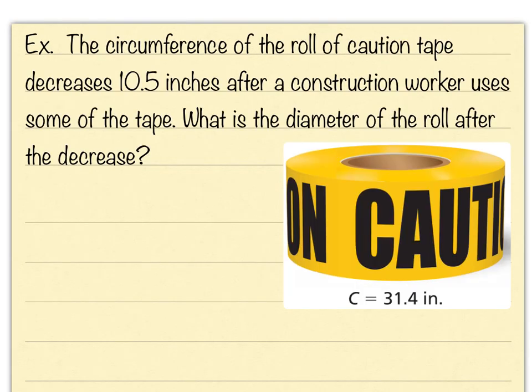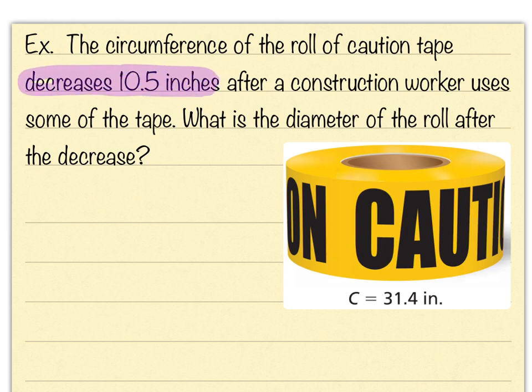Our last problem here is actually going to have us solve for the diameter given the circumference. It says the circumference of a roll of caution tape decreases 10.5 inches after a construction worker uses some of the tape. What is the diameter of the roll after this decrease? So we know that the circumference right now is 31.4 inches. And then it says they're going to decrease the circumference. See, it's decreasing here by 10.5 inches.